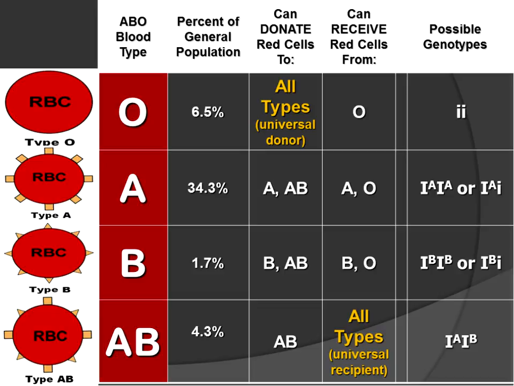There's also 2 ways to be type B. Get 2 B genes, 1 from mom, 1 from dad, or again here, hide that O that you got from one of your parents and get a B from the other. And then there's 1 way to be type AB.